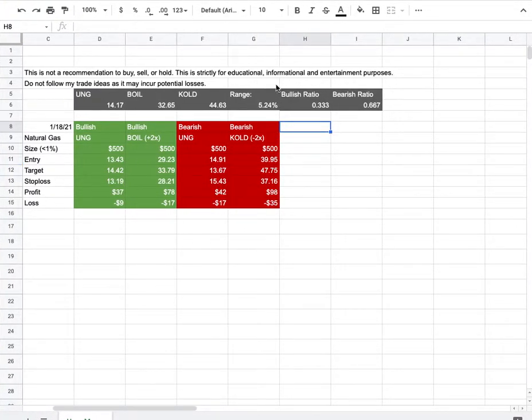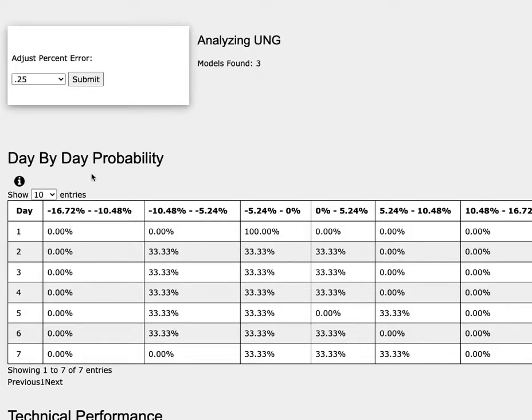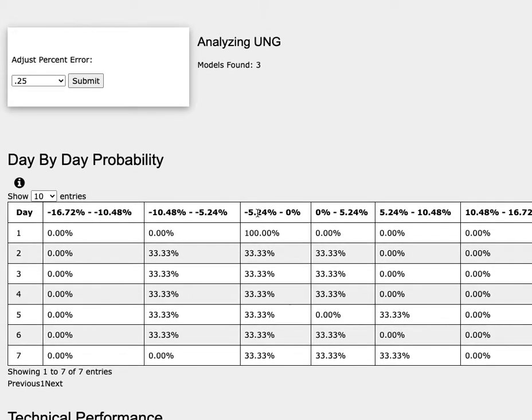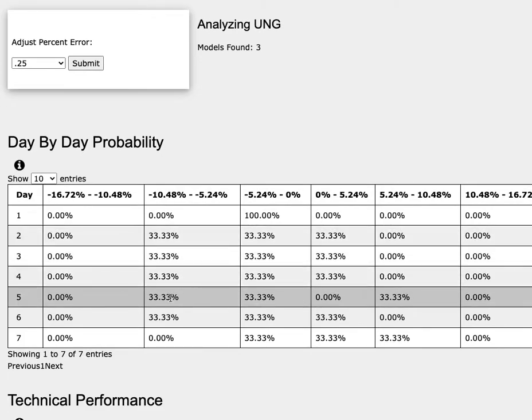So how did I develop these trade ideas? It all comes from the day-by-day probability model. As we progress to the 5th day or week of trading, natural gas has a 33% chance to climb between 5 to 10%, a 33% chance to fall between 0 to negative 5%, and a 33% chance to fall between negative 5 to negative 10%.